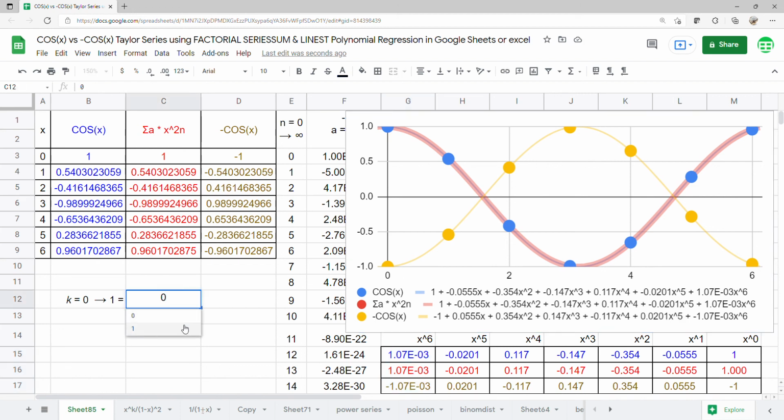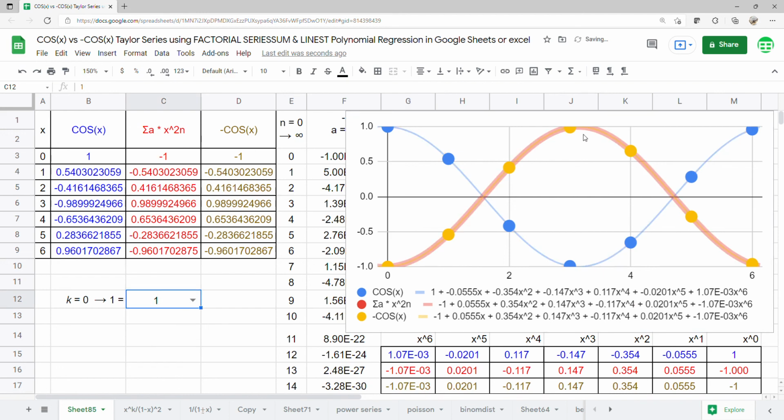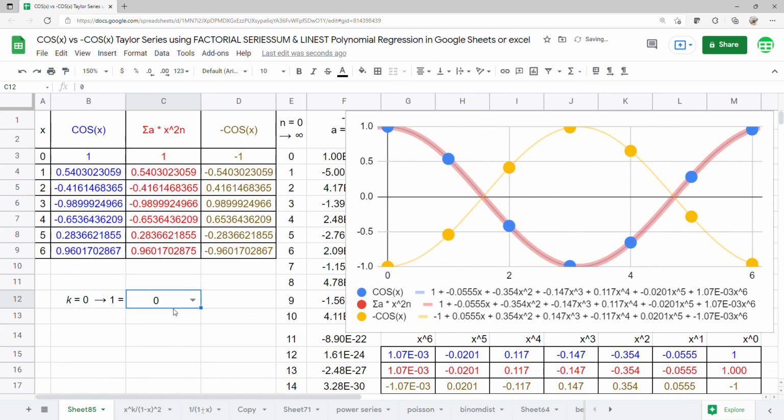If we change this to 1, then it is negative cosine. These values are the same, and their data sets are the same. Toggle this to 0, it is cosine. These values are the same, and the polynomial regression coefficients are the same. This completes the use of Taylor series expansion, series sum function, LINEST polynomial regression to generate the dataset and trend line of positive cosine and negative cosine.